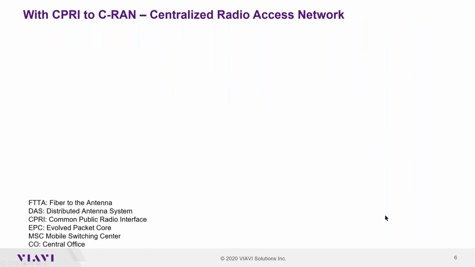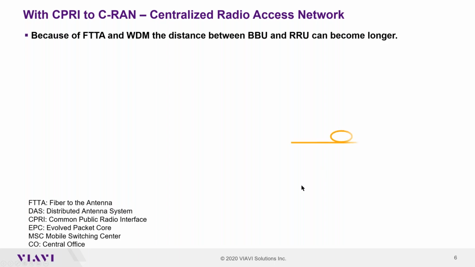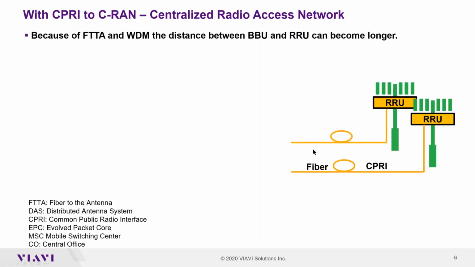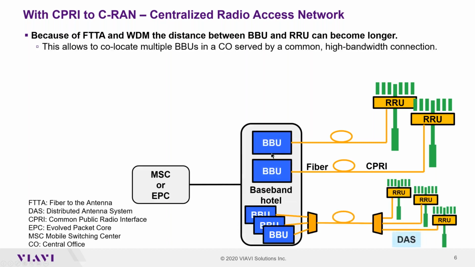With CPRI and this fiber connection between baseband unit and remote radio unit, we have the big advantage that it can be much longer than before with the copper tube. This also allows placing all these baseband units in one building, the so-called baseband hotel. It was even possible, instead of using only direct fibers, to use a DWDM system, to have one fiber go to the area where we want to have the radio units, where we have our cell sites. This is the so-called distributed antenna system.